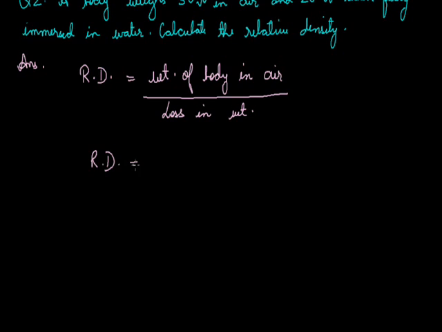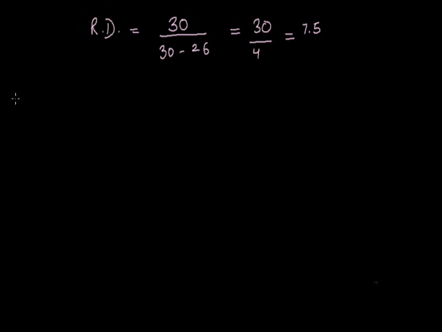So, RD, that is relative density, is weight of body in air, which is given to us as 30, divided by the loss in weight, which is weight in air minus weight in water when it is completely submerged. So that will be 30 minus 26. So the RD of the body is 30 by 4, that comes out to be 7.5. As it is the ratio of density by density, it doesn't have any unit. Now let us discuss another problem.